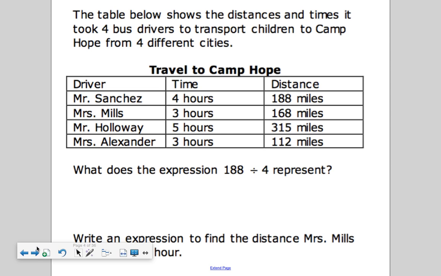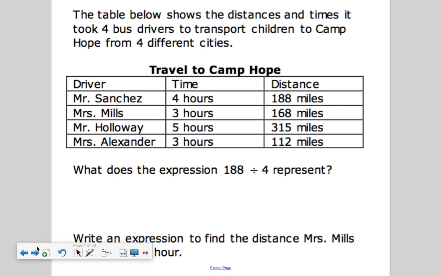So the table below shows the distances and times it took 4 bus drivers to transport children to Camp Hope from 4 different cities. I assume it's in Texas. Actually, it's somewhere in the Houston area. I think it's northwest of Houston. So we have Mr. Sanchez, Mrs. Mills, Mr. Holloway, and Mrs. Alexander. They drove different amounts and distances. Some drive faster than others. Some drive way slower. Can you figure out?